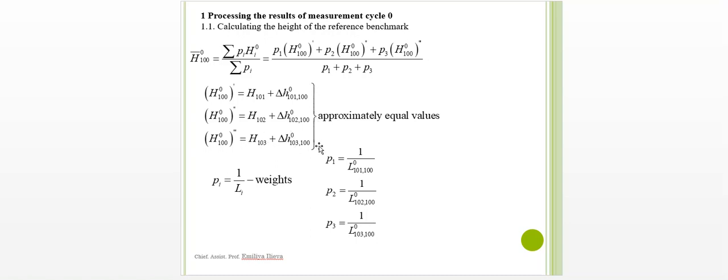So here it is very important, you must be very careful that this is 3 times calculating the height of the one point. So these three values must be approximately equal with some centimeters or millimeters difference.